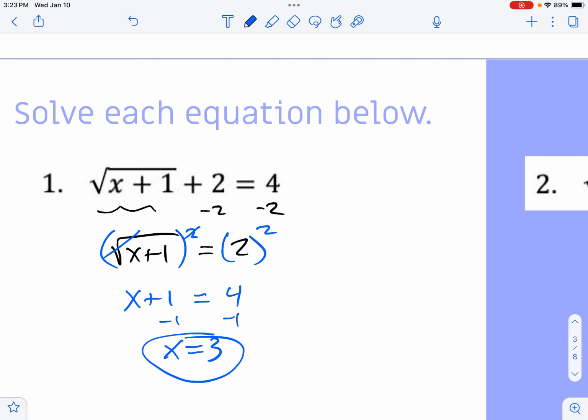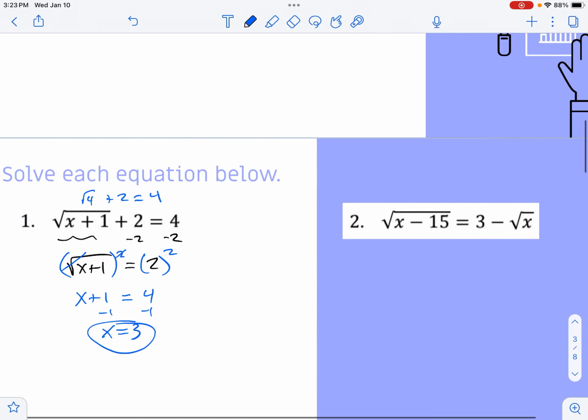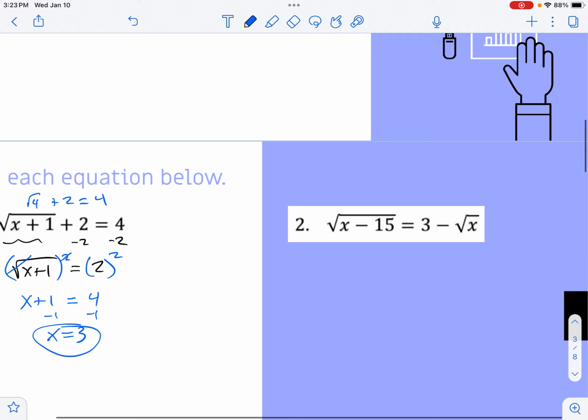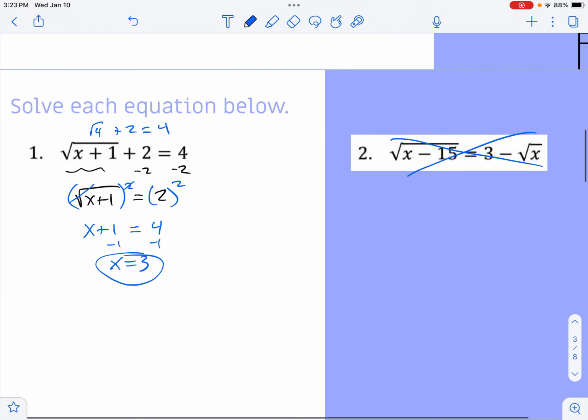3 plus 1 is 4. Square root of 4 is 2. 2 plus 2 equals 4, so it does work. Sometimes you get extraneous solutions where you actually get an answer, but it doesn't work when you plug it back in. I don't even want to get into that. I don't even think that one works out, to be honest.